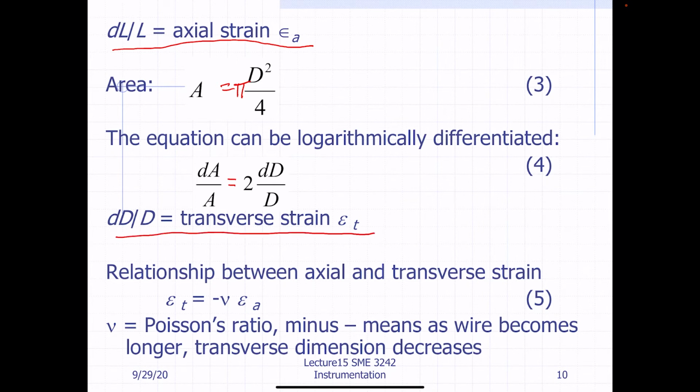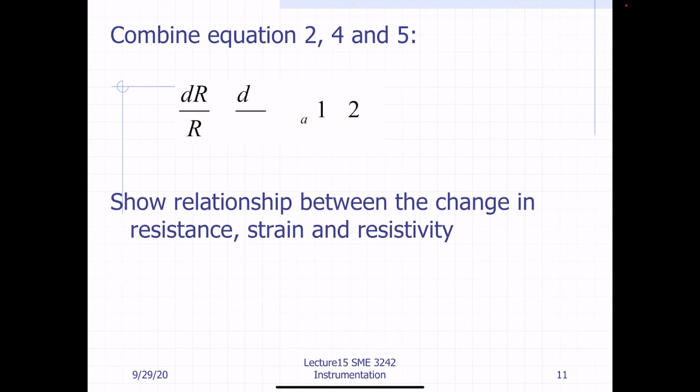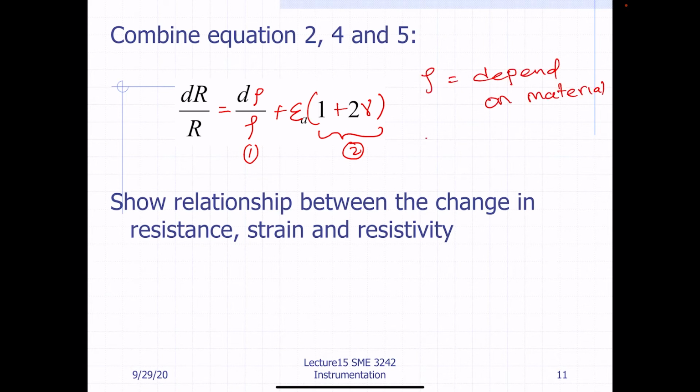We can relate between axial strain and transverse strain through a Poisson ratio using the equation here. Combination of all equations will give us the final equation where the change of resistance depends on dρ over ρ plus strain in axial times (1 + 2 Poisson ratio). From this equation, we can see that the first component and the second component are a constant, because ρ depends on the material and the Poisson ratio also depends on the material.